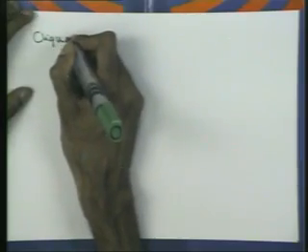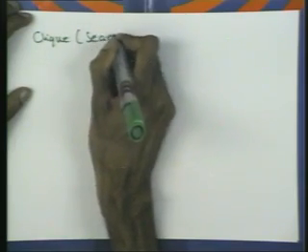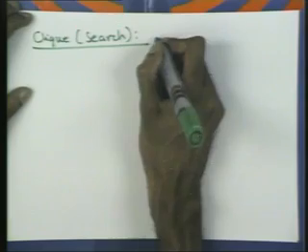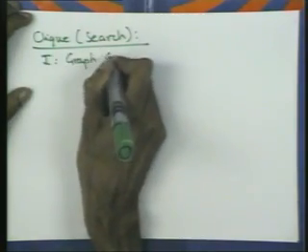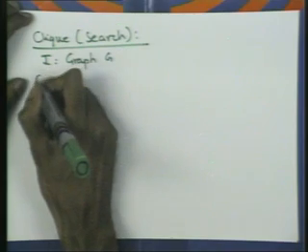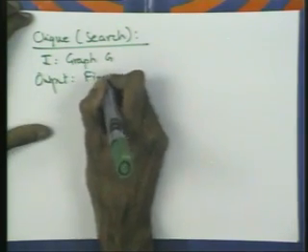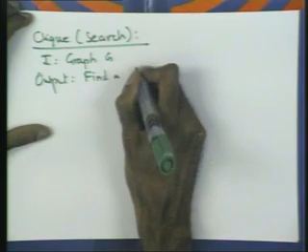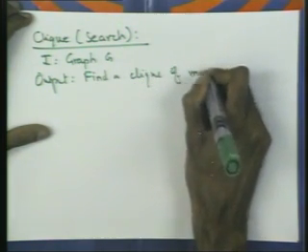Problem is this. So this is the search version. The input is a graph G. The output: find a clique of maximum size.